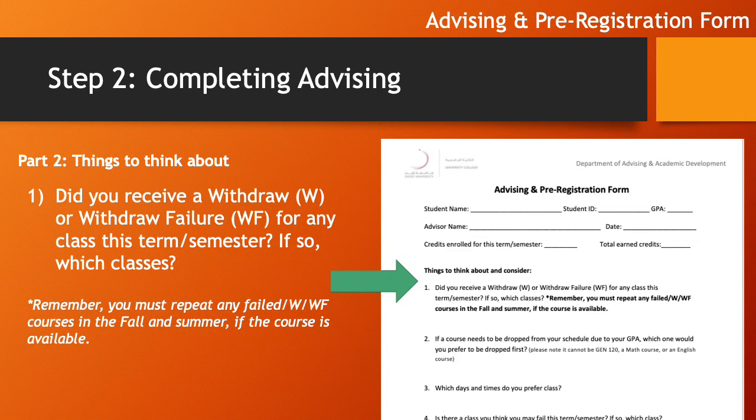The first question says, did you receive a W or WF for any class this term or semester? If so, which classes? This is to get you thinking about the fact that if you have received a W or WF, we should see this course in your registration request for summer or fall, whichever semester the course is first available in.